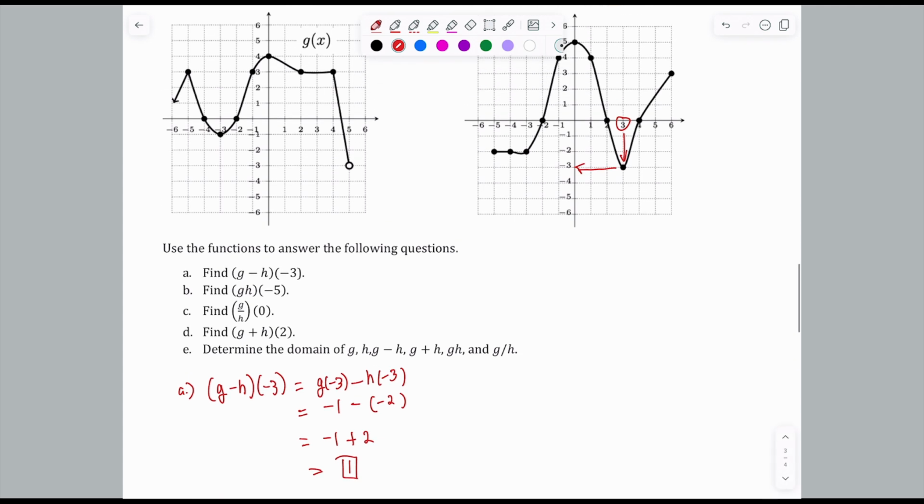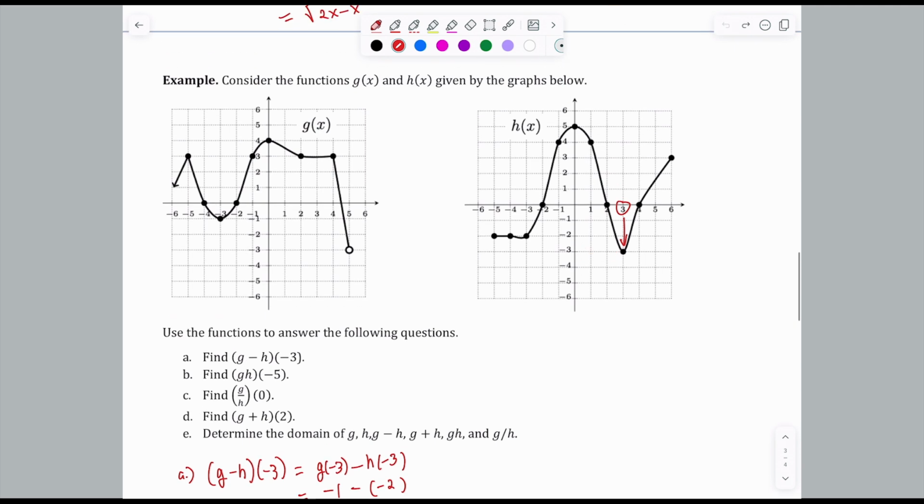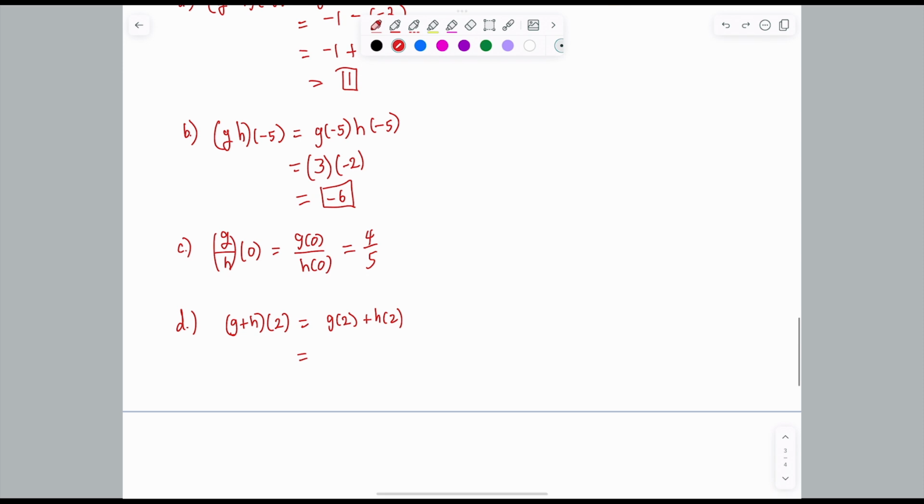Oops, I think I used the wrong input. Let's see. The input is 2, sorry, so that means the output is 0 there for h. And for g, the input 2 gives an output of 3. So we get 3 plus 0, which gives us 3.